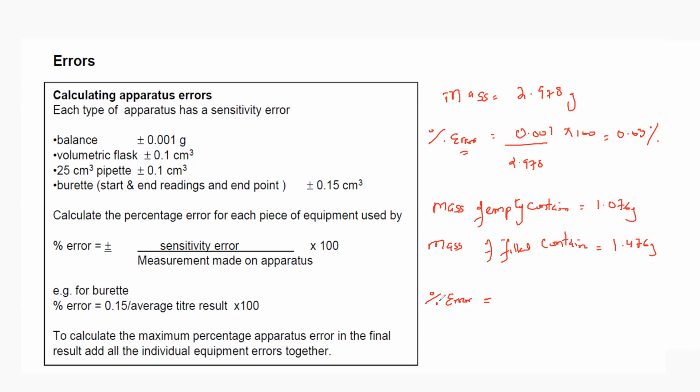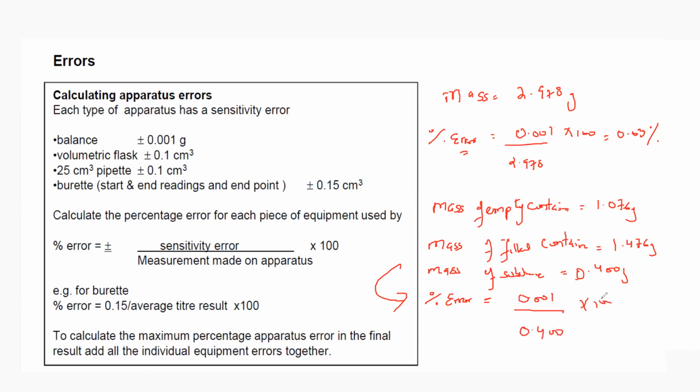So how can we calculate the percentage error? The mass of the substance is the mass of the substance which is inside the container. The empty container is 1.076 and the filled container is 1.476. When we subtract the two numbers, it comes out as 0.400 grams. That is the mass of the substance. If the question is to calculate the percentage error in the mass of the substance, the least count of the balance is 0.001 divided by the value which we calculated, that is 0.4, into 100.